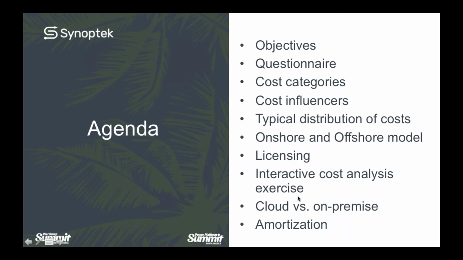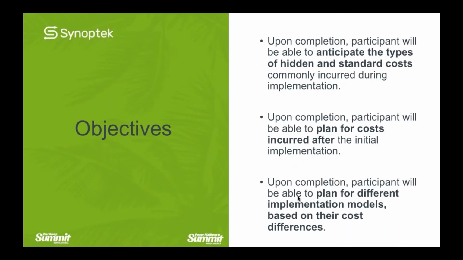The three main objectives are, upon completion, to be able to anticipate the types of hidden costs and standard costs that will commonly be incurred during the implementation. Also, for you to be able to plan for costs that you will incur during and even after the initial implementation, and to help you to plan for the different implementation models based on their cost differences. So, as for the questionnaire, there are 3 points.